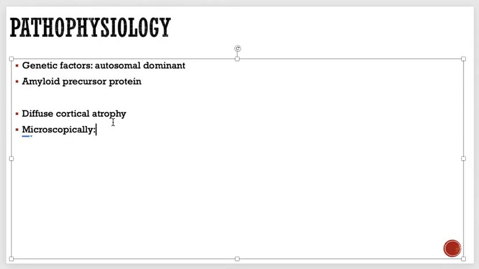And when they look at it microscopically, they found senile plaques of amyloid in the gray matter of the brain. Also, they found loss of synapses in the brain, as well as neurofibrillary tangles. What are neurofibrillary tangles? These are basically small particles, you can say filaments, inside the cytoplasm, which are abnormal protein.